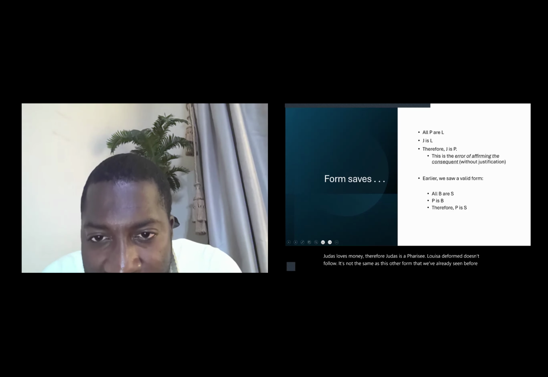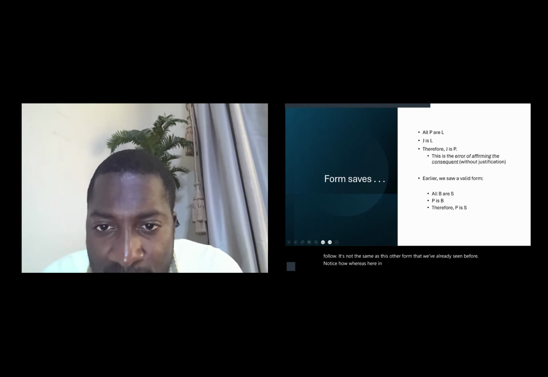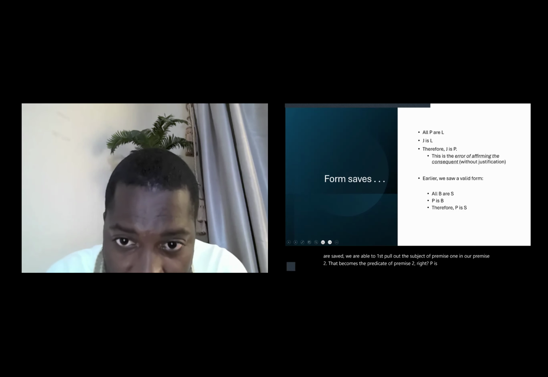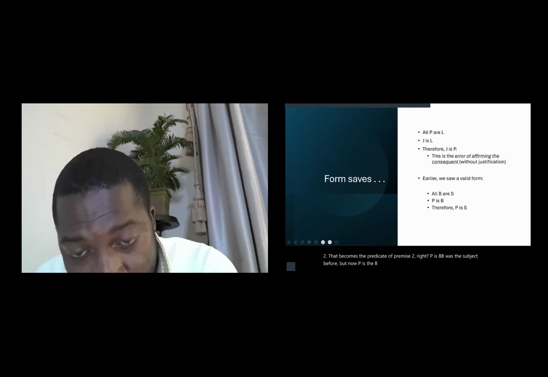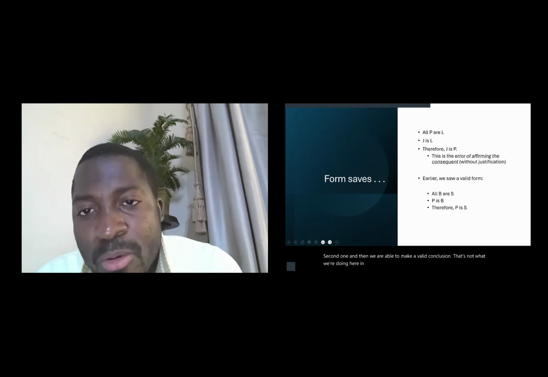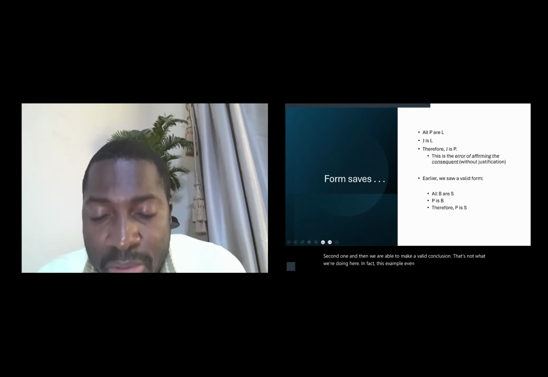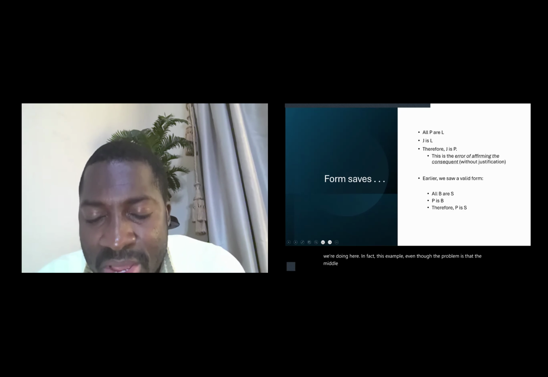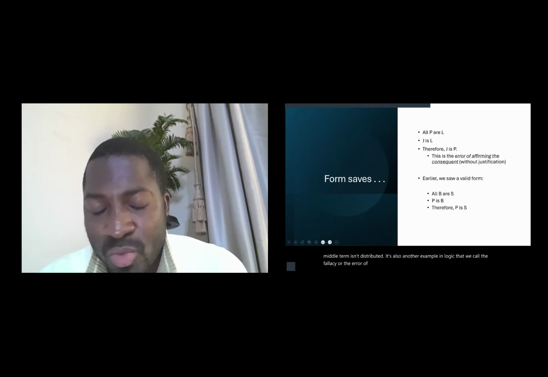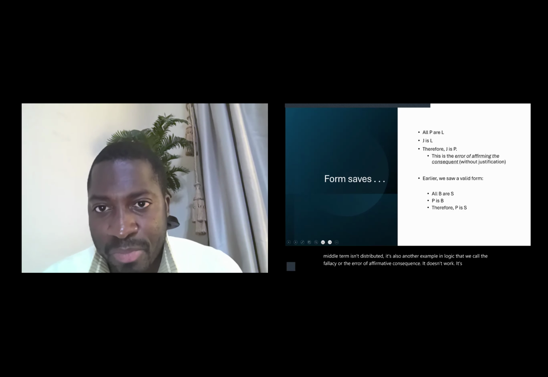Notice how, whereas in the valid example, after we went from all believers are saved, we are able to first pull out the subject of premise one in our premise two. That becomes the predicate of premise two, right? P is B. B was the subject before, but now B is the predicate of the second one. And then we are able to make a valid conclusion. That's not what we're doing here. In fact, even though the problem here is that the middle term isn't distributed, this is also another example of what we call in logic the fallacy, or the error, of affirming the consequent. It's an invalid way of reasoning. It doesn't work.